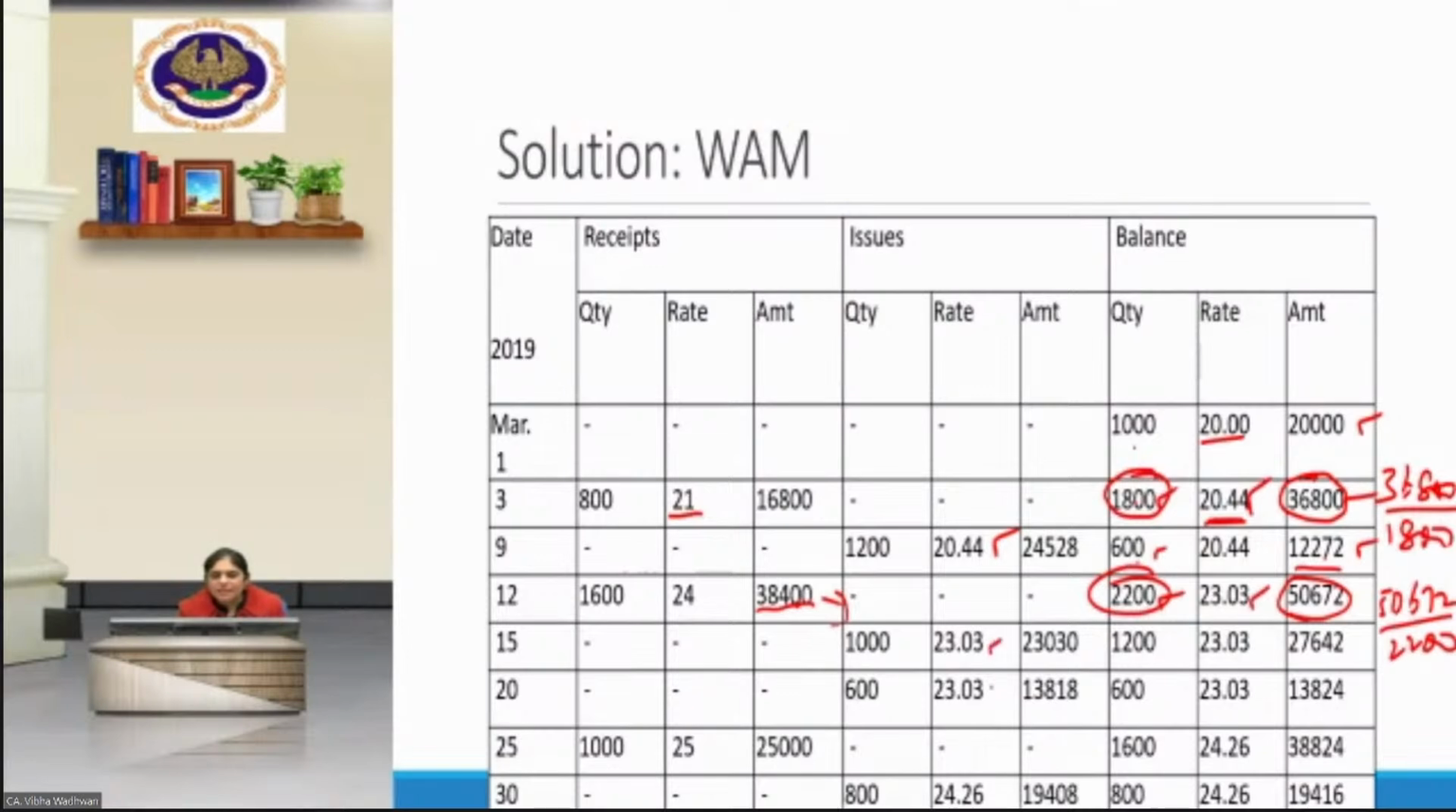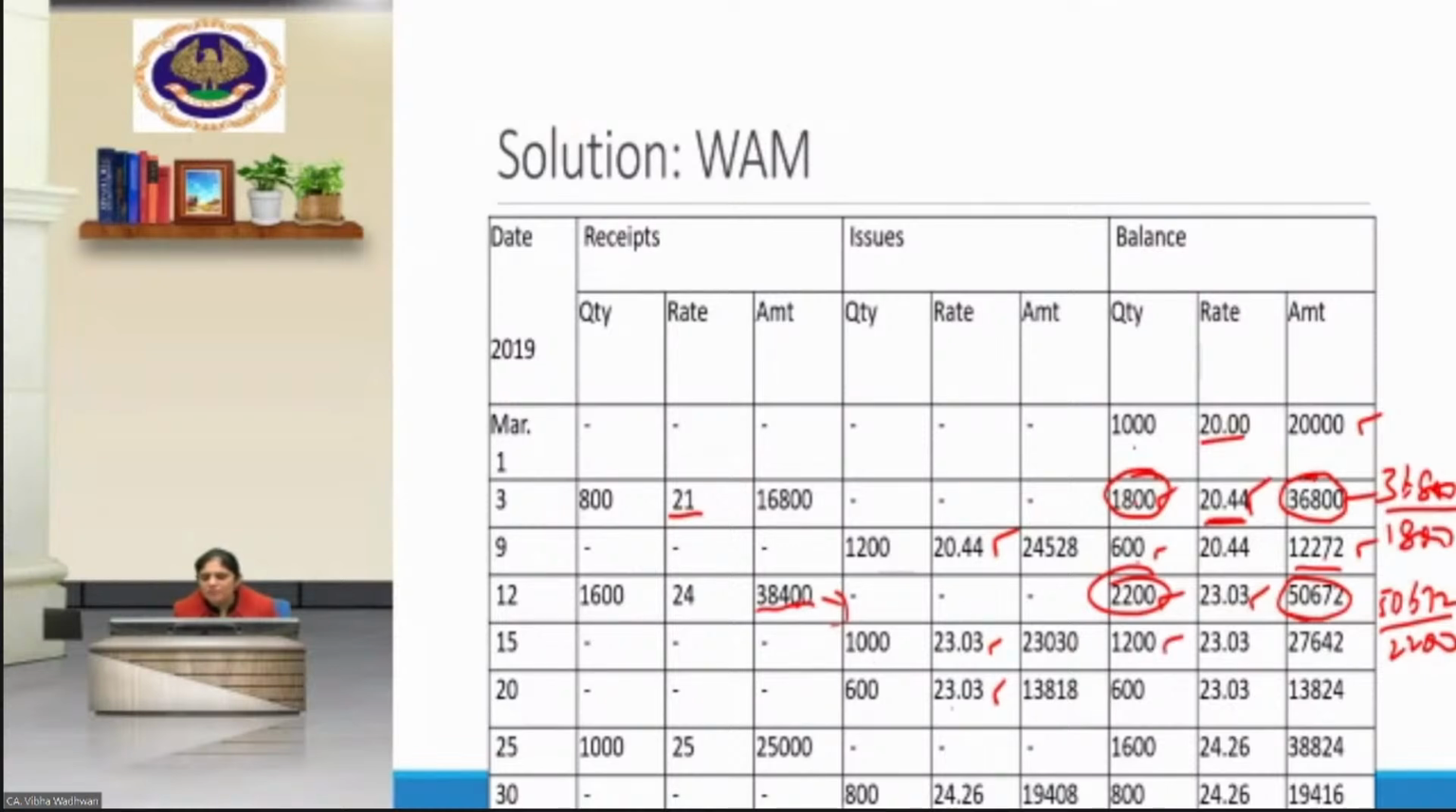So this rate will be applicable to every issue till the new purchase. Clear? So see, we have not calculated any new rate for 20th March issue. We have used the same weighted average rate. A new weighted average rate will be calculated only at the time of new purchase. Till then the same weighted average rate will be continued. All right. So we have done the 1000 issue at this rate. So let's reduce the amount from the amount and the quantity from quantity.